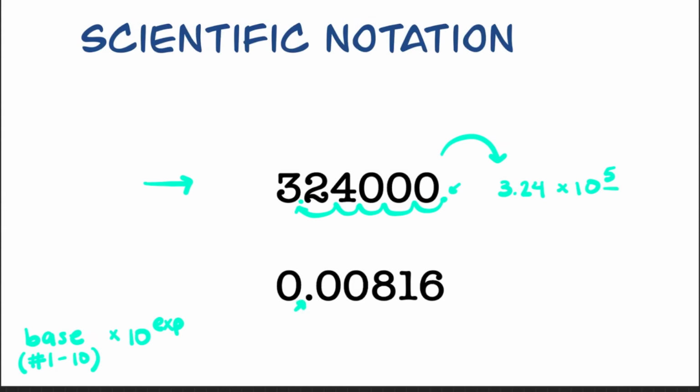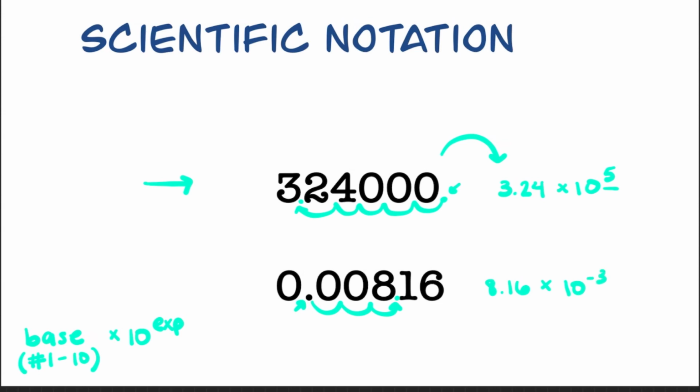So let's look at another example. We have a number where the decimal is currently to the left, and we want to move it to the right in order to get a base number between 1 and 10. Here, we need to move the decimal to the right 3 times, which will make our base number 8.16. Because we moved the decimal 3 times to the right, the exponent for the 10 will be -3.